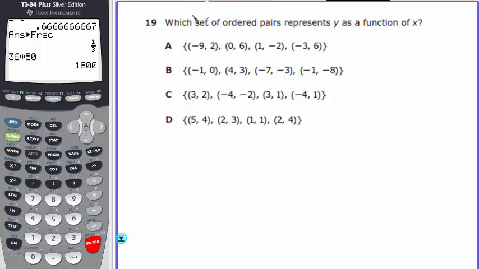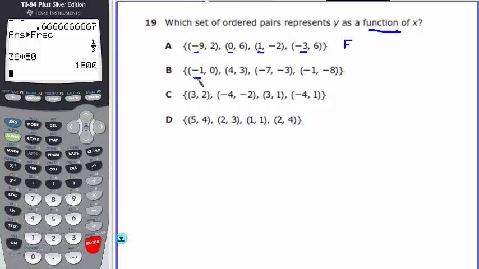What is the keyword in this problem? Which set of ordered pairs represents a function? Remember, function. If you have a list of ordered pairs, to be a function, the x value cannot repeat. So let's take a look at the x value. The x value is the first number, okay? Alright, so we know that this one is a function because the x value doesn't repeat.